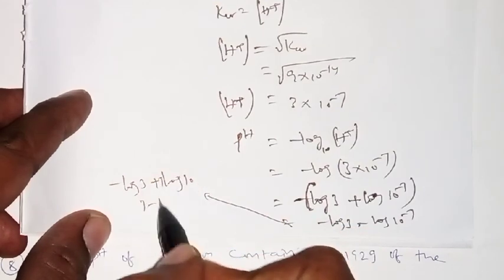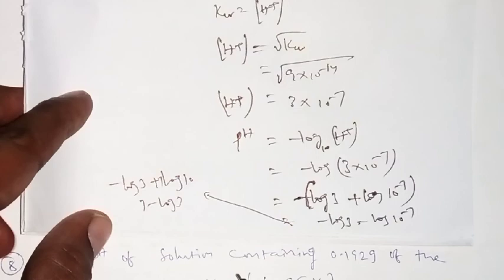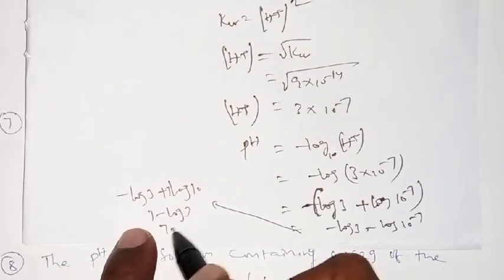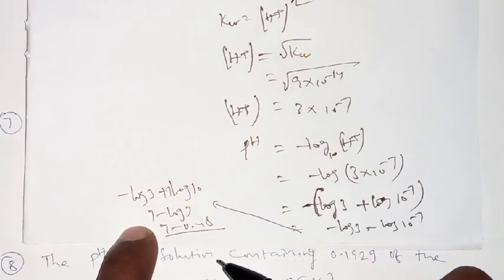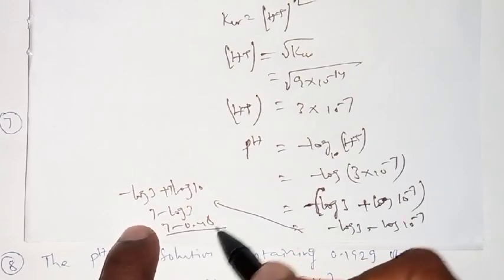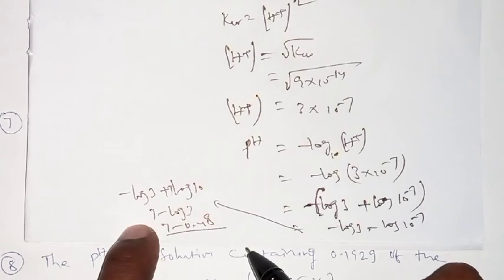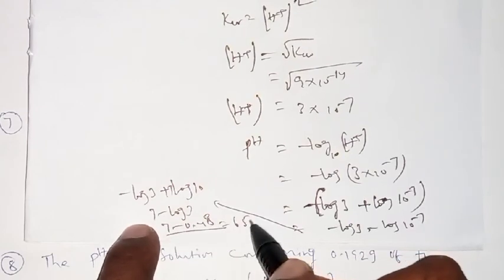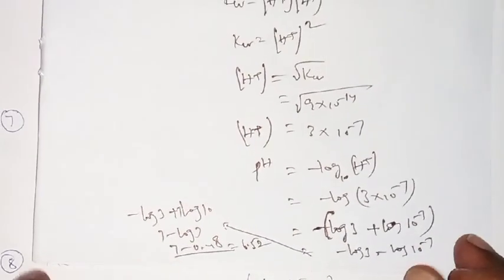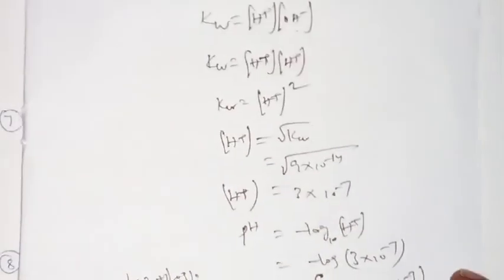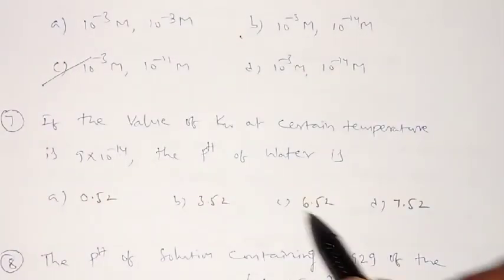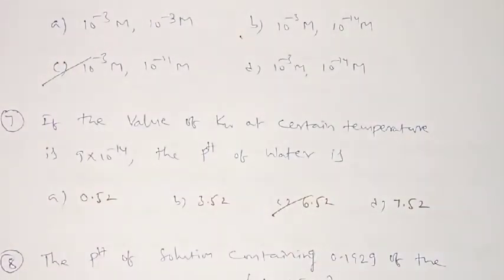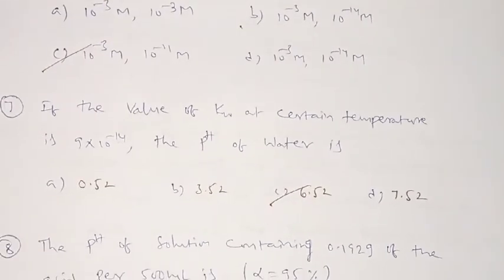That means 7 minus log 3, because log 10 is nothing but 1. The log 3 value is 0.48, so 7 minus 0.48. So log 2 to log 9, you are supposed to remember the values. That is the way to solve the numericals very quickly. That is why 6.52. See the procedure, very simple, very important model. So finally what we got, 6.52. Is it clear? Right. Look at the next question.